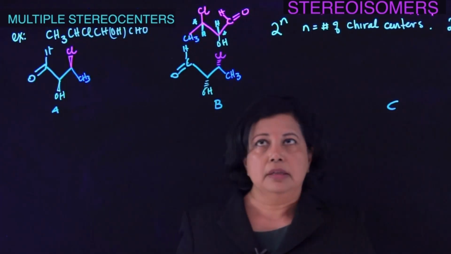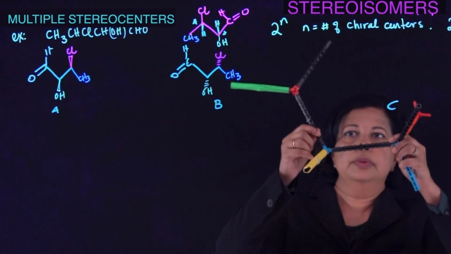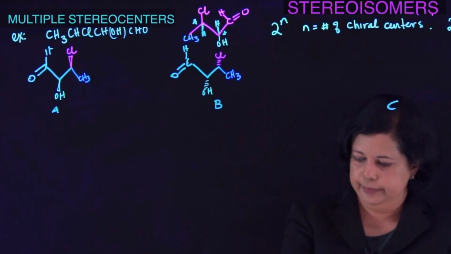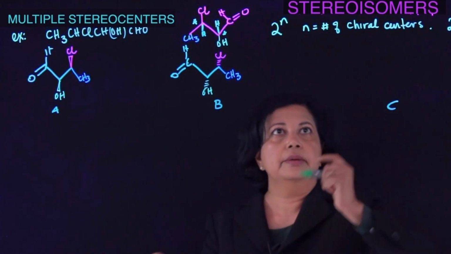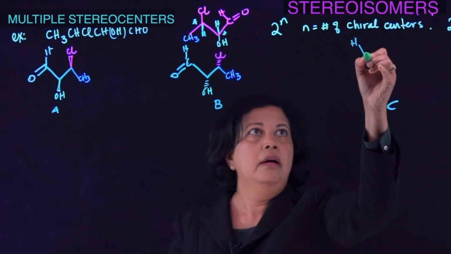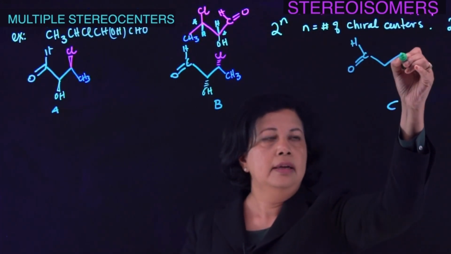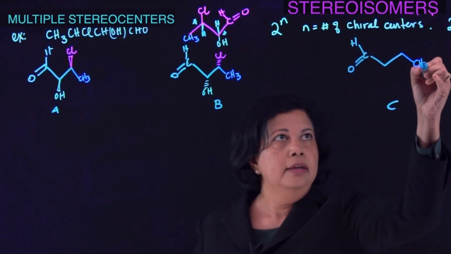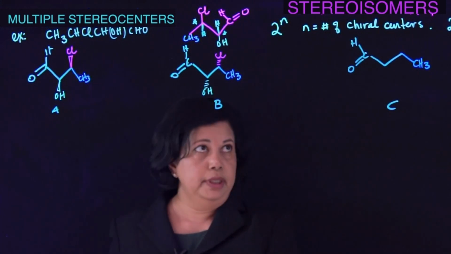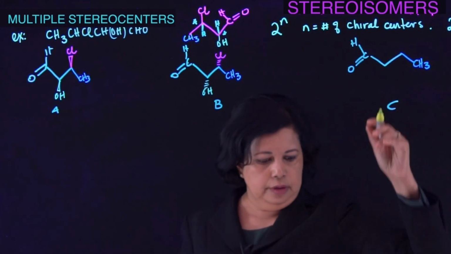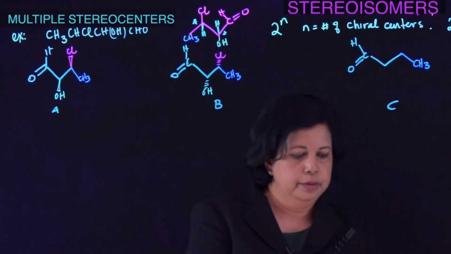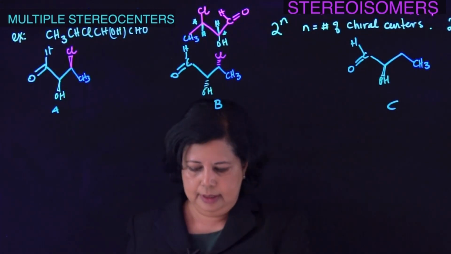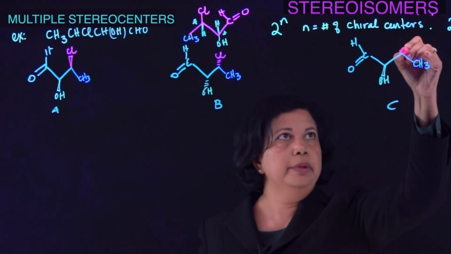Let's look at another possibility where you can have the hydroxyl coming toward you and the chlorine going away from you. So here's your carbonyl, and we have your methyl at the very end. So this is going to be hydroxyl coming towards you, and then your chloride going away from you.